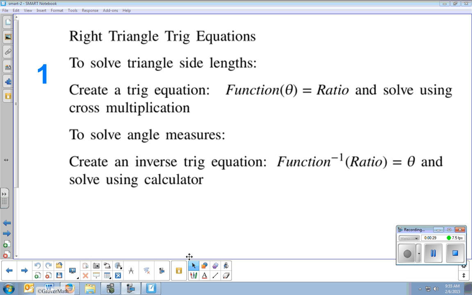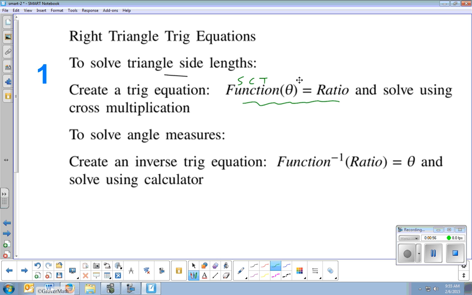So the two things we're going to be using are, first, how to create a trig equation to find a triangle side length. It requires function theta equals ratio, basically function angle equals ratio. Something like sine of 30 degrees equals 1/2. But I'll talk more about this when we get to an example. A function is simply your sine, cosine, tangent. Theta is your angle, and the ratio is this over this. And the ratio is dependent on the function.